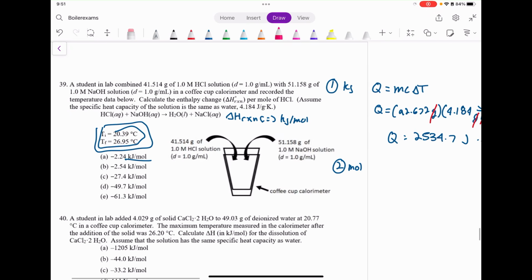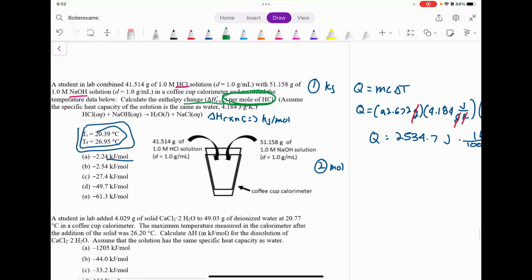And perhaps in another problem, you might not know what the limiting reactant is. You might have to set up a whole limiting reactant problem and solve for whether hydrochloric acid or sodium hydroxide would be the limiting reactant. But they tell us just to do per mole of hydrochloric acid. So I'm essentially just going to assume hydrochloric acid's the limiting reactant, or they just tell us explicitly to do it that way. So I'm going to figure out how many moles of hydrochloric acid are reacting.